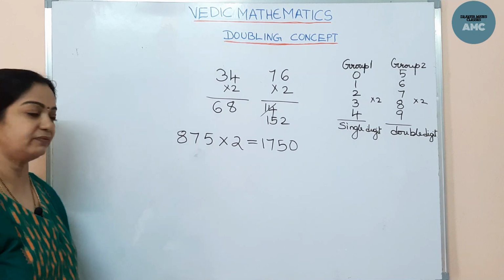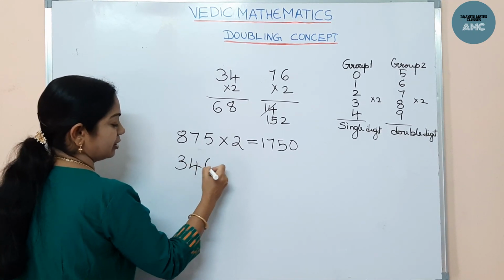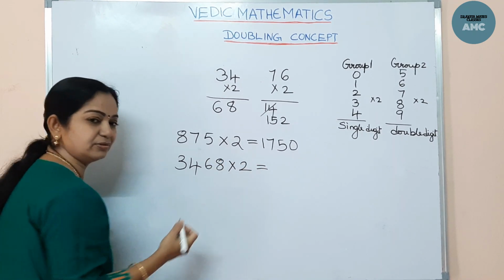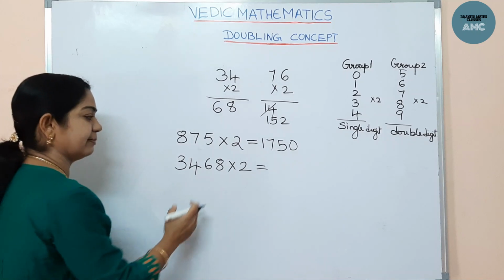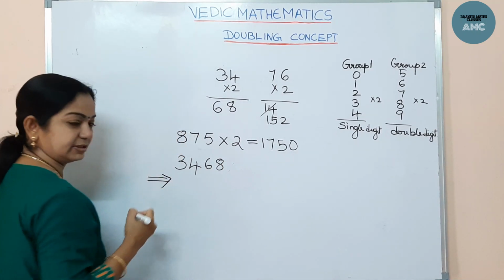Simply we can do it like this. Now let me take some bigger number, 68 into 2. That means into 2, I am doubling. I want the double of this number. Now don't even write this, okay? I want the double of this number.